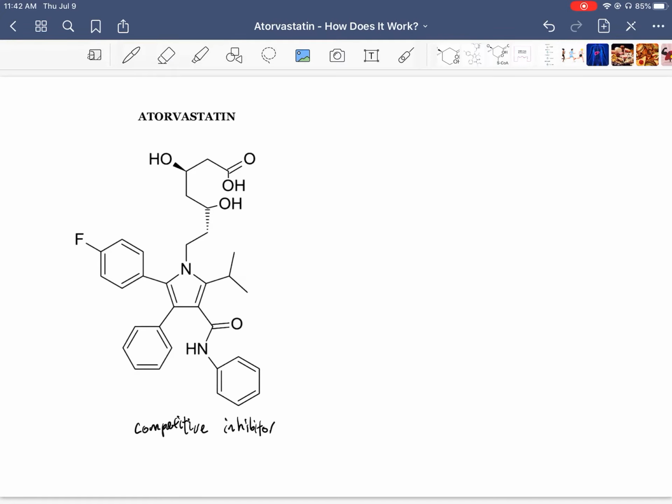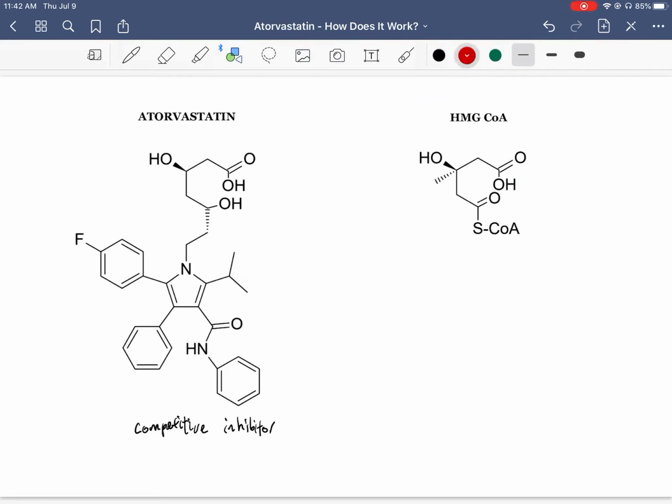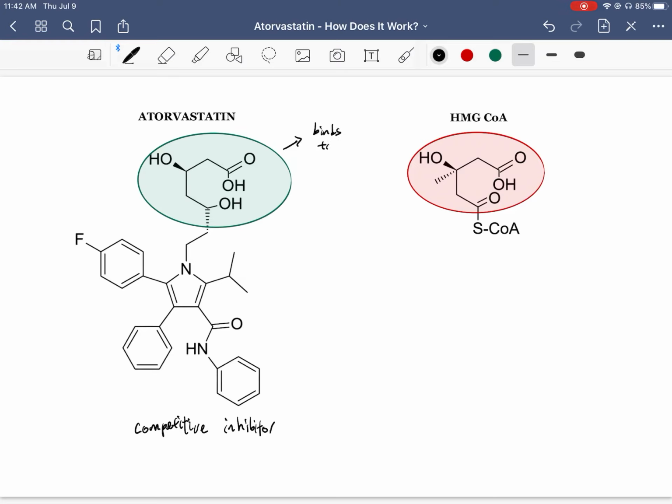To understand what this means, let's look at the structure of atorvastatin and HMG-CoA side by side. We notice a similar structure for both the atorvastatin and HMG-CoA circled here. Conveniently, this is the structure that binds to the active site of the enzyme. It's almost like it was designed that way.